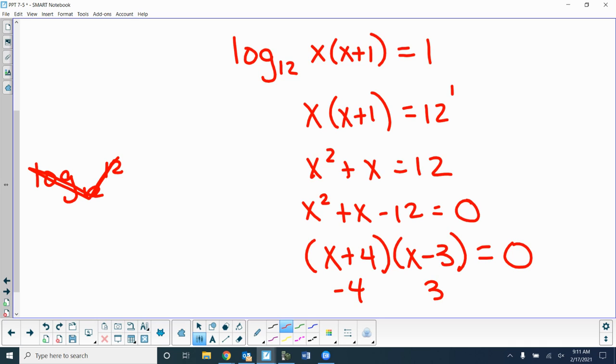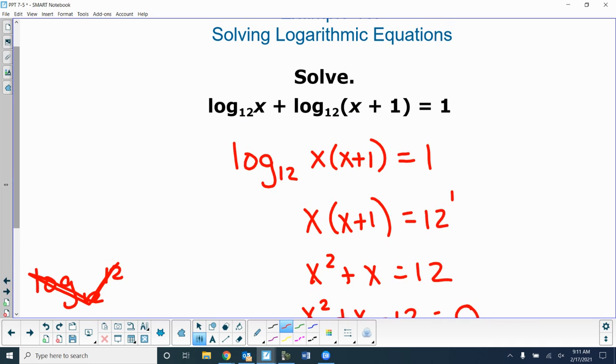What's 3 times 4? 12. So those both should work. Sometimes they both don't work. Okay, but this one worked for both. All right, so what did we start with? We started with 2 logs. If it's addition, we're going to change it to a single log by multiplying them. If it's subtraction, we're going to change it to a single log by dividing them, right? Once you get it as a single log, then you change it to exponential. 12 to the first equals whatever's there.